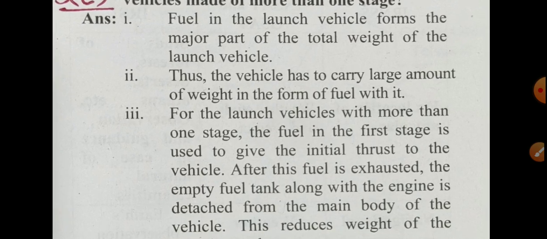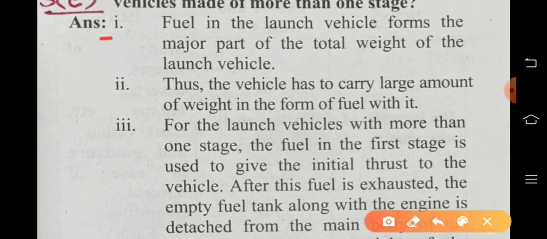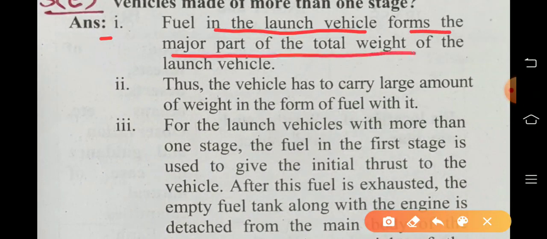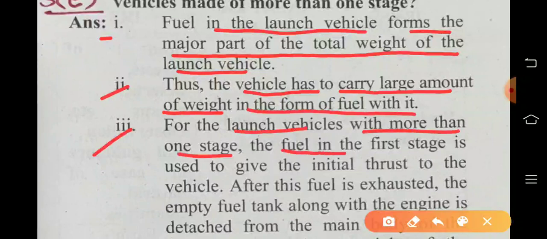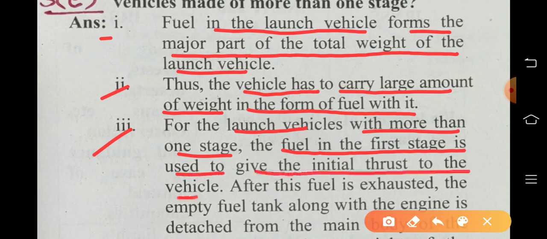Now see the answer. First point. Fuel in the launch vehicle forms the major part of the total weight of the launch vehicle, meaning more weight is of fuel only. Second point. Thus, the vehicle has to carry a large amount of weight in the form of fuel with it. Next, third point, for the launch vehicles with more than one stage, the fuel in the first stage is used to give the initial thrust to the vehicle.